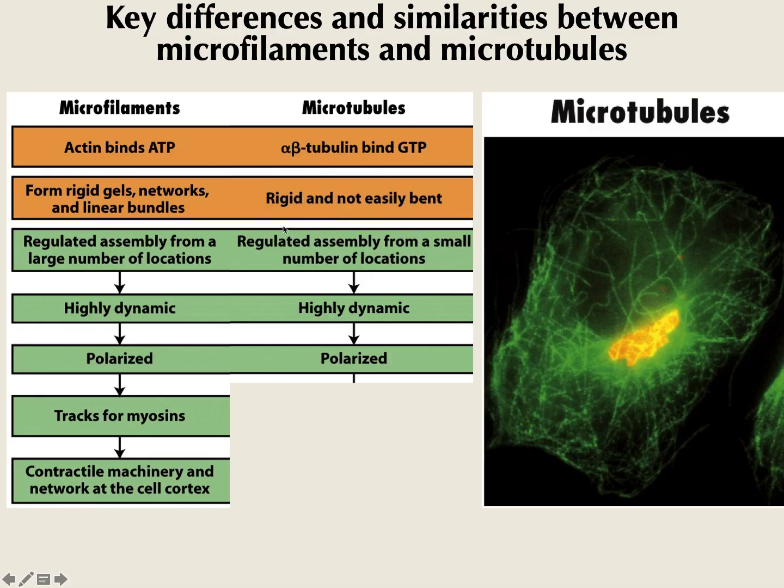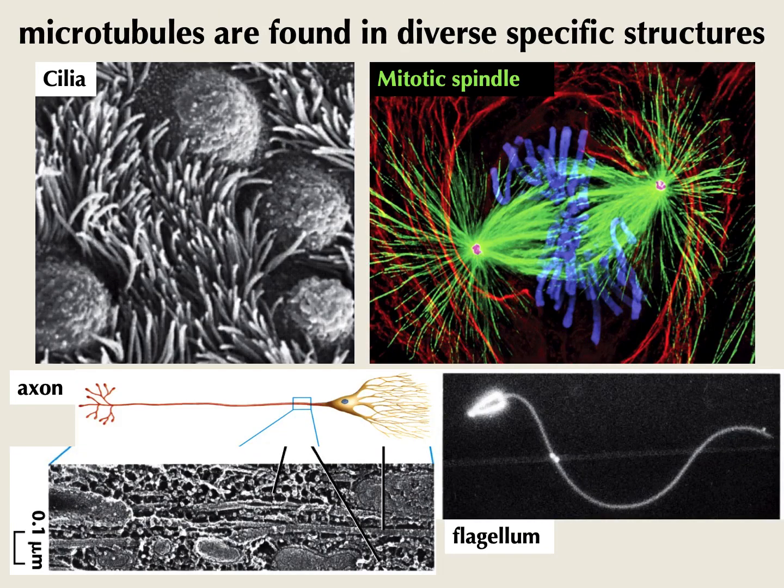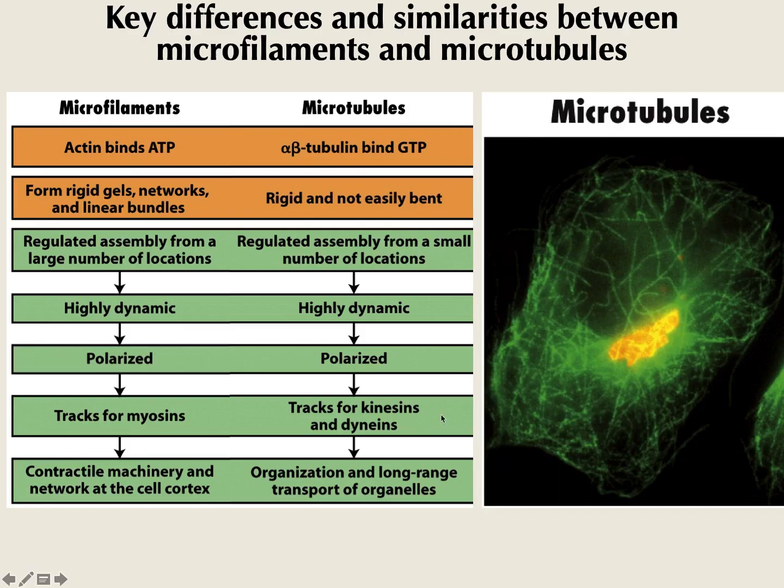And a very important point, their assembly is regulated to a small number of locations, which are called microtubule organizing centers, or MTOC, and we're going to talk about MTOCs over and over again. And then, in terms of motors, they are tracks for two kinds of motors, kinesins and dyneins. One of the key points I'll need you to remember is that kinesins tend to walk towards the plus end, and dyneins walk towards the minus end.